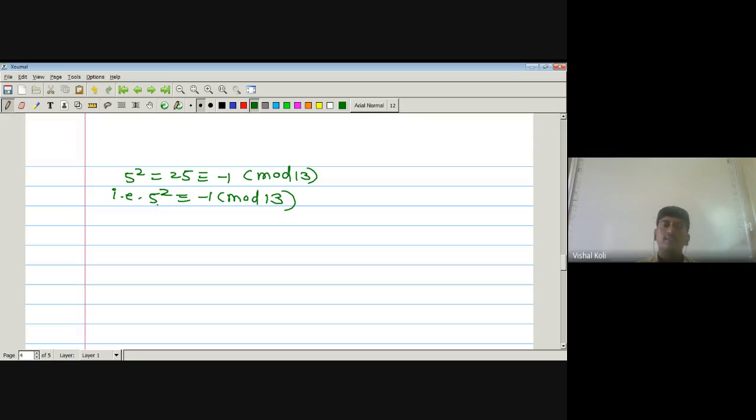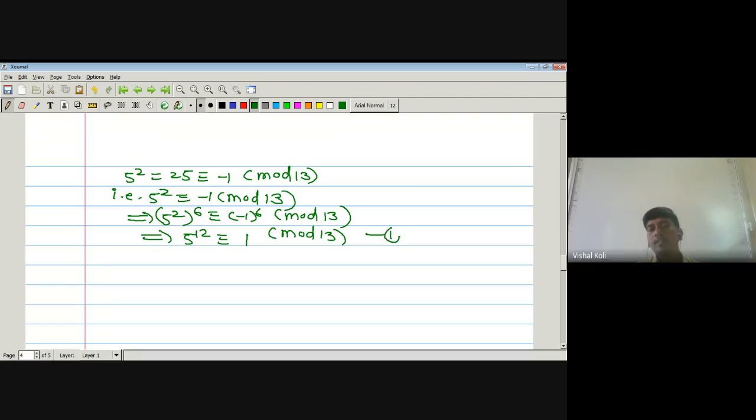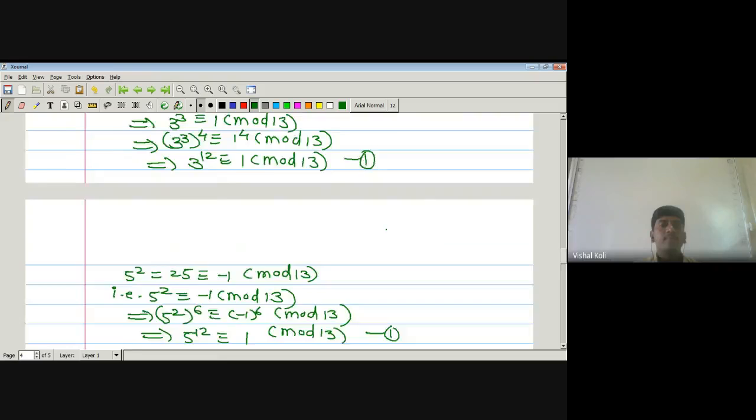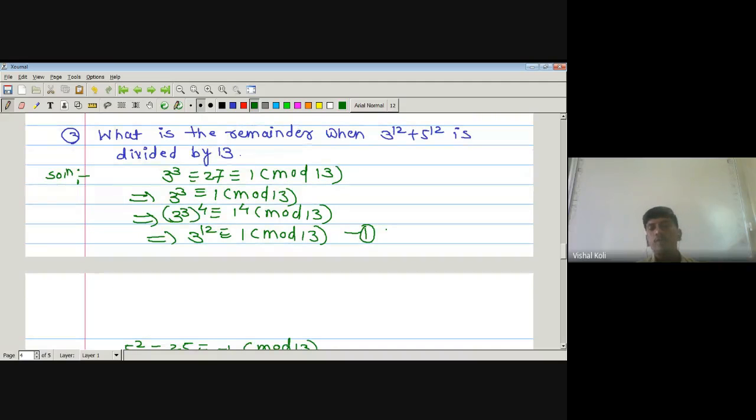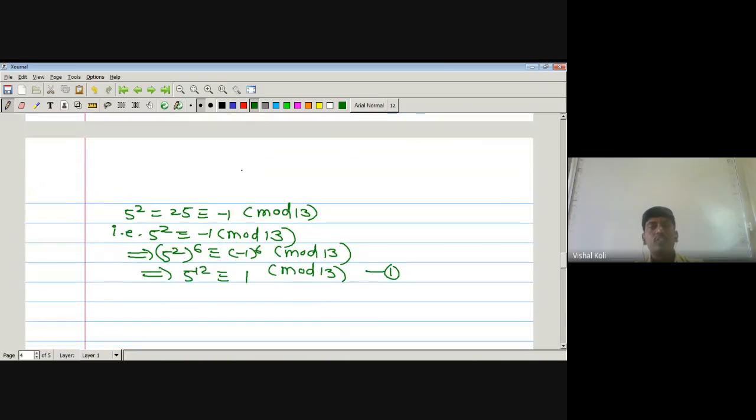Now we have to take the value of k in such a way that 5 to the power 2 becomes 5 to the power 12, which implies 5 square to the power 6 is congruent to minus 1 to the power 6 modulo 13, which is nothing but 5 to the power 12 is congruent to minus 1 to the power 6, which is again 1 modulo 13. So equation 1 is a is congruent to b modulo n, and equation 2 is c is congruent to d modulo n.